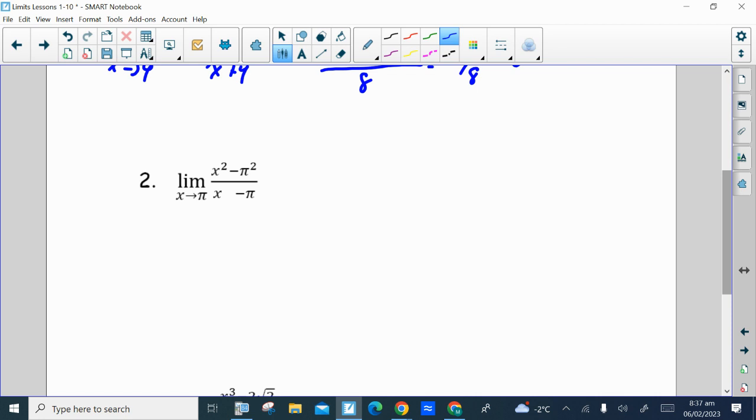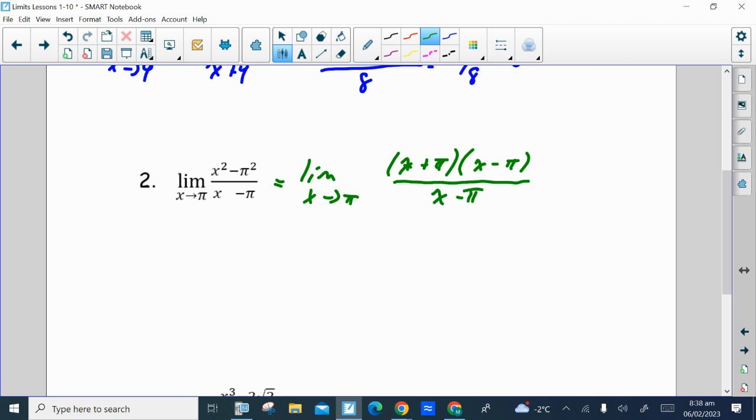Looking at number 2, you want to find the limit of that function as x approaches a value of pi. Well, pi is a non-permissible value because you have a denominator of x minus pi. So we need to do something to this function to get rid of the x minus pi on the bottom. And once again, that something would be factoring. The top is a difference of squares. It'll be x plus pi and x minus pi. And then the x minus pis will cancel.